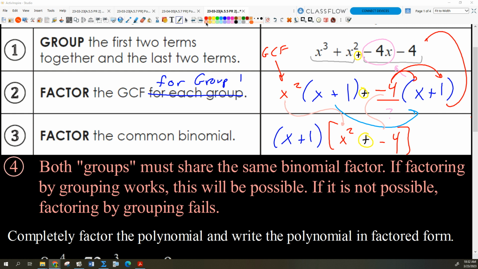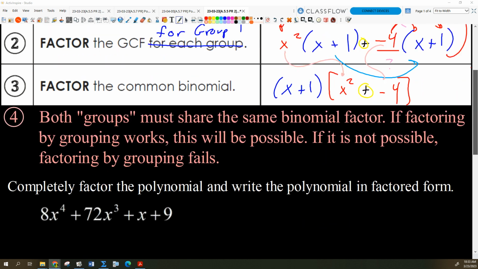Okay, so we'll add kind of a fourth rule here: both groups must share the same binomial factor. If factoring by grouping works, that's going to be possible, which it was, right? If it's not possible, factoring by grouping fails. Then it doesn't factor. Then you're not able to factor that four-term polynomial. You just write it the way it was. It's already prime. Now, it's possible that there could be some other ways to factor that, but we don't know them at this level. So for us, it would be prime. We don't have the tools to go further with that one, if factoring by grouping fails.